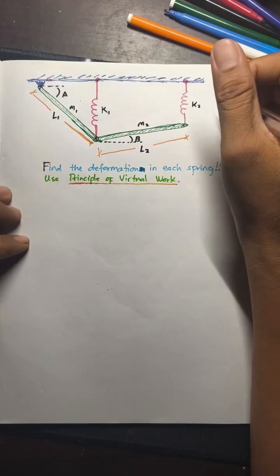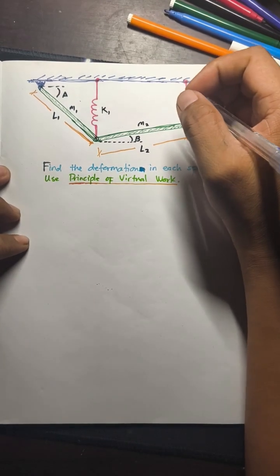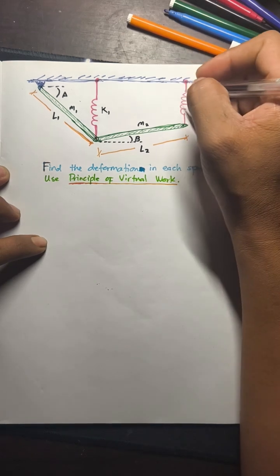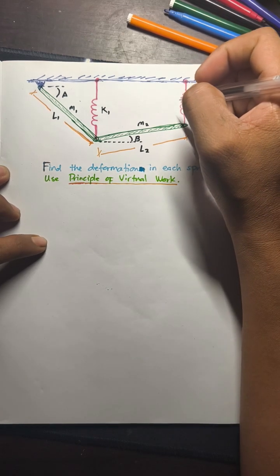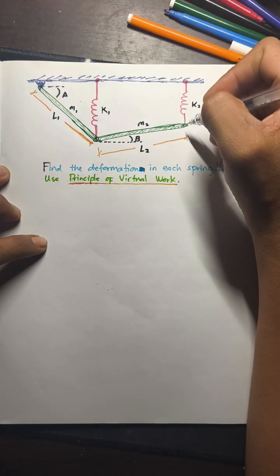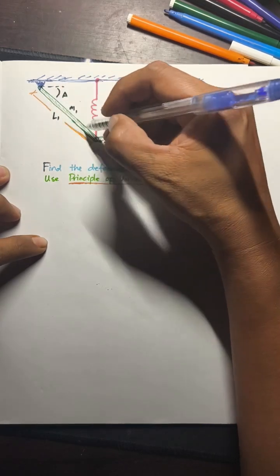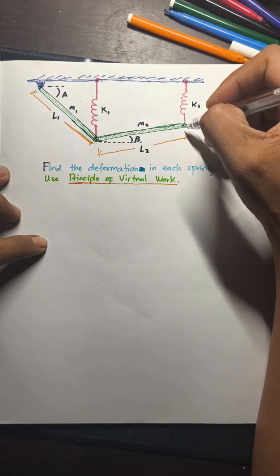Okay, so let's solve this problem. Actually, I just made this up. So let's understand this. We have two rods of different masses. The first rod is M1 and the second rod is M2.